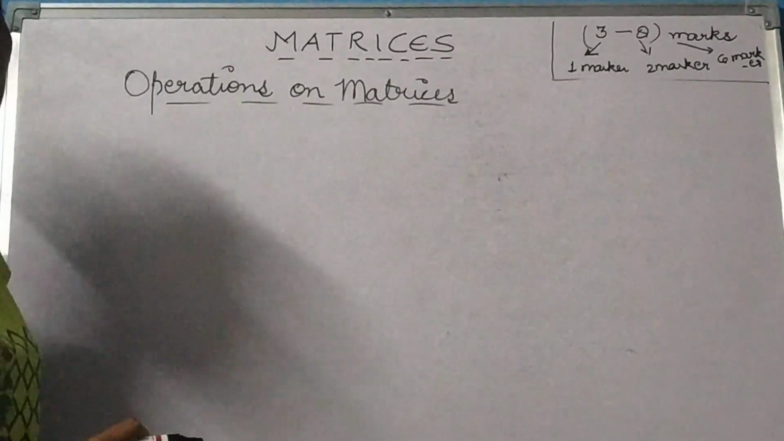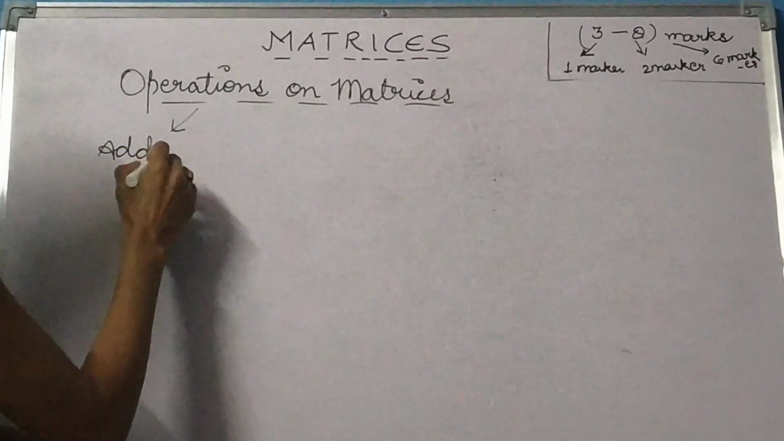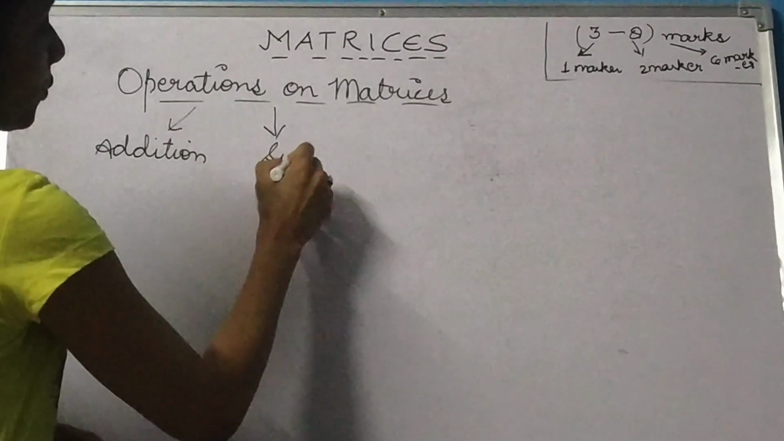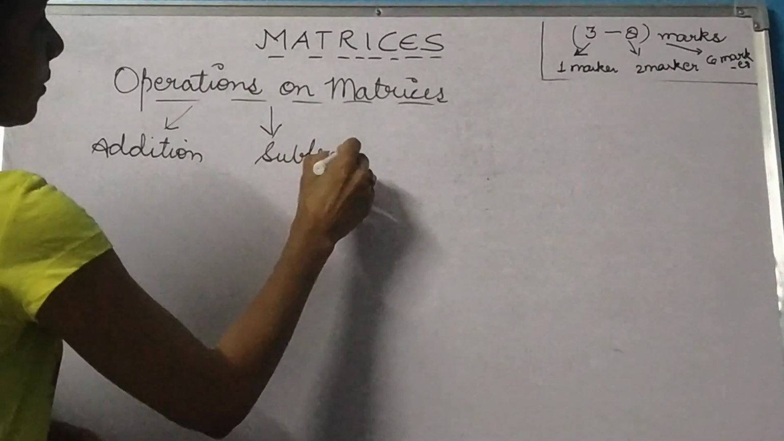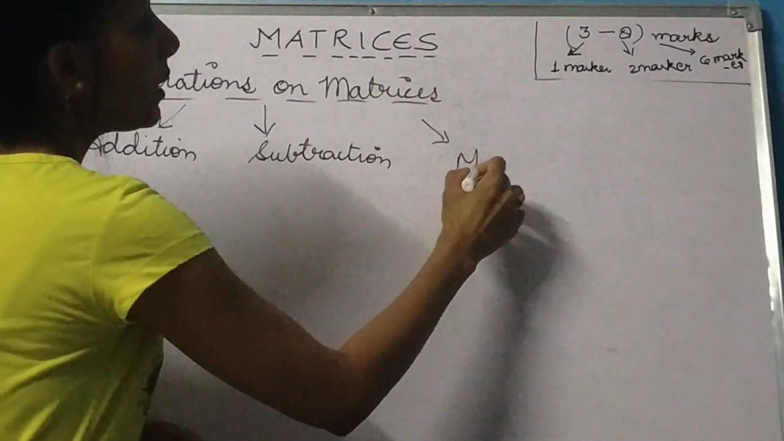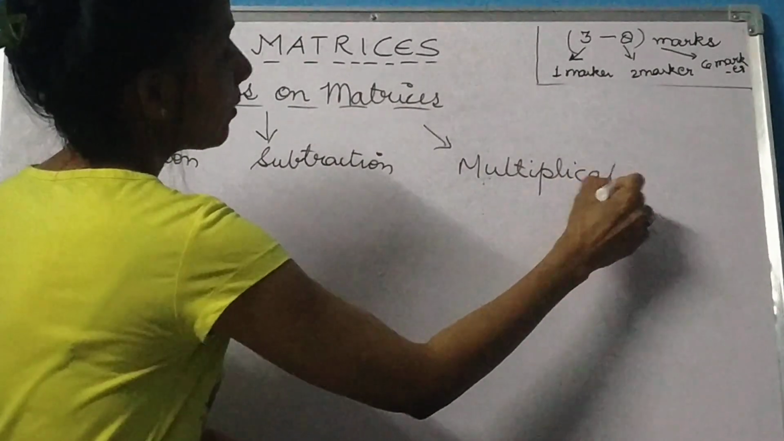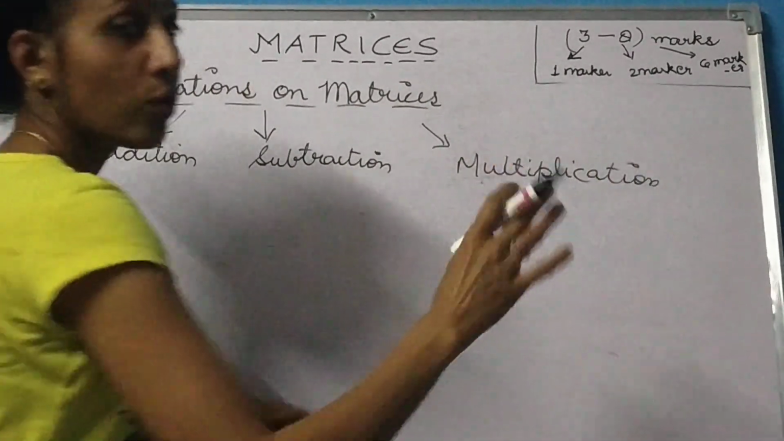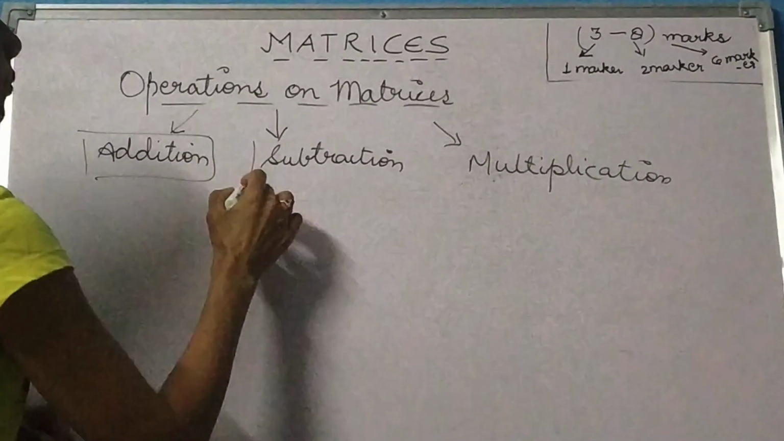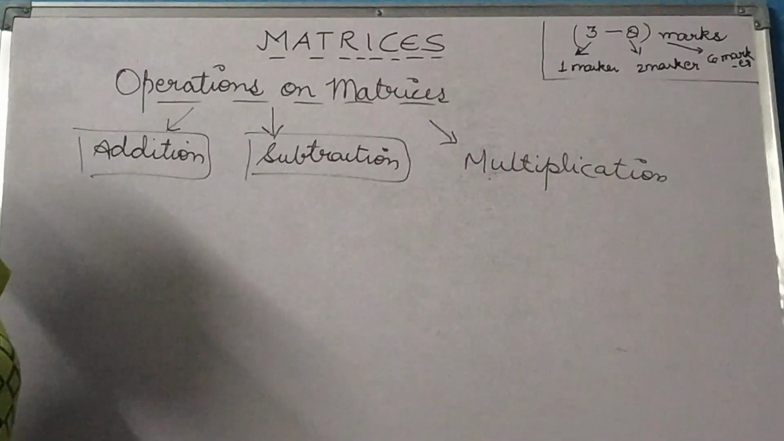on matrices. We can perform addition, we can perform subtraction, we can also perform multiplication on given two matrices. But addition and subtraction are possible only if the order of the matrix is same.